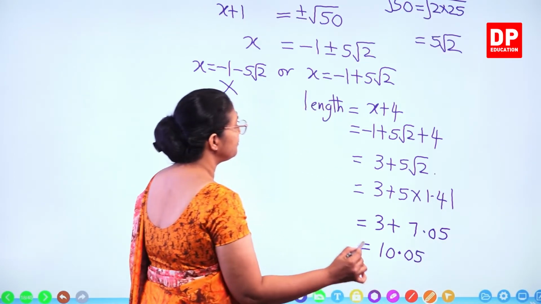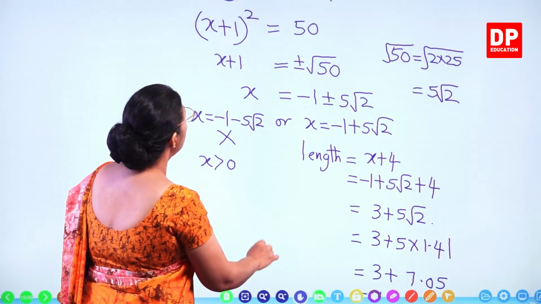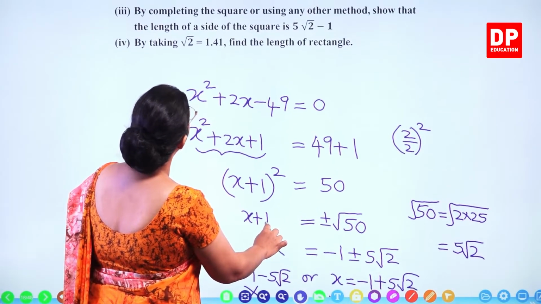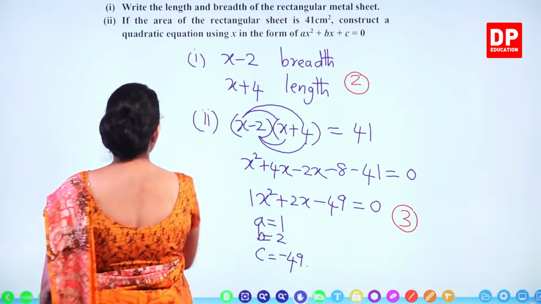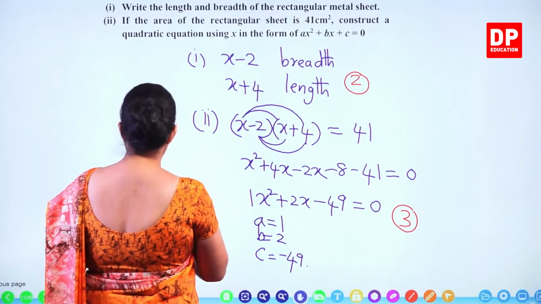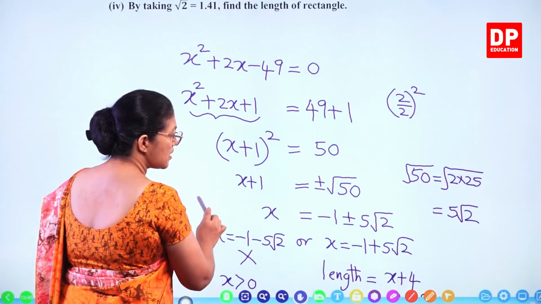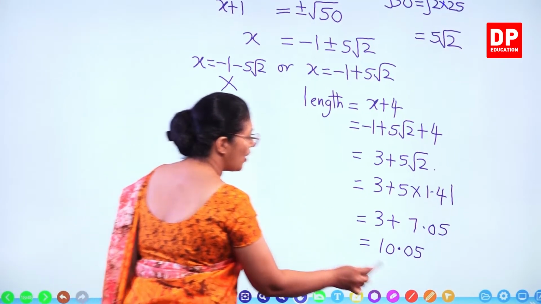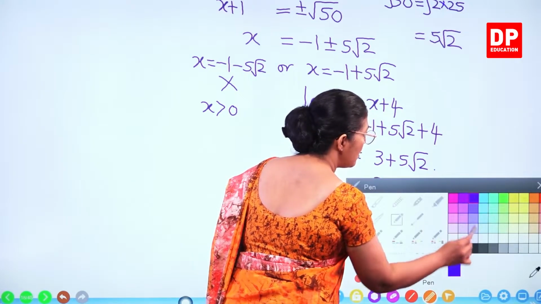10.05. That's the length in centimeters. Let's see from the question. Yes, centimeters, because the area is given in square centimeters. So 10.05 centimeters is the length of the rectangle.